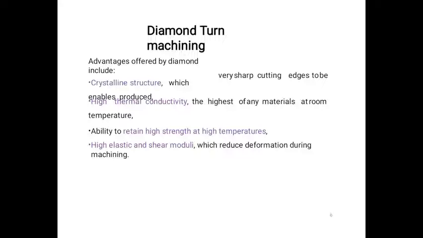Next, the advantages offered by diamond are very sharp cutting edges, and also a crystalline structure which enables high thermal conductivity, the highest of any material at room temperature. Next is the ability to retain high strength at high temperature. Also, it has a high elastic and shear modulus which reduces the deformation during machining.